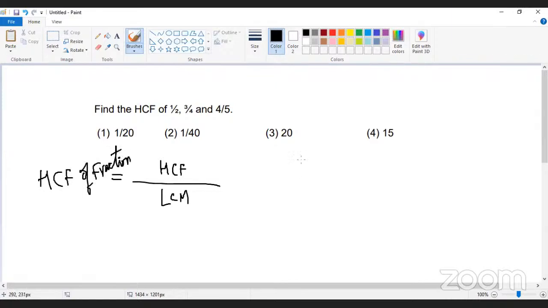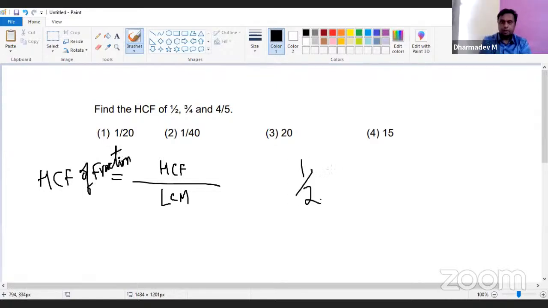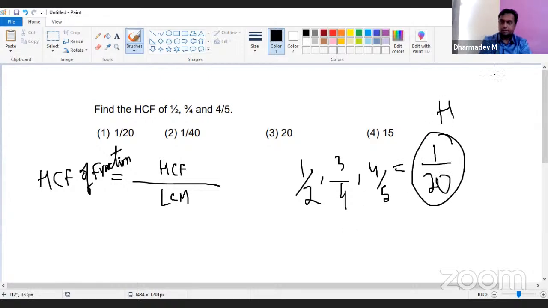So 1/2, 3/4, 4/5. The HCF of the numerator is 1, the denominator is 20. So this is what is the HCF of a fraction. Got it, right? Did you get it?